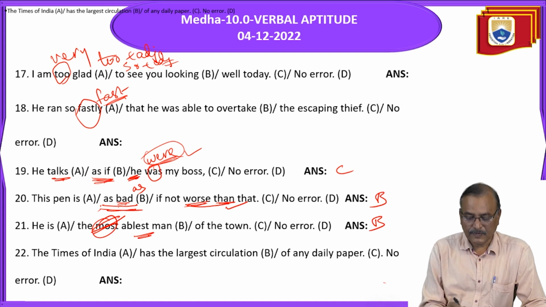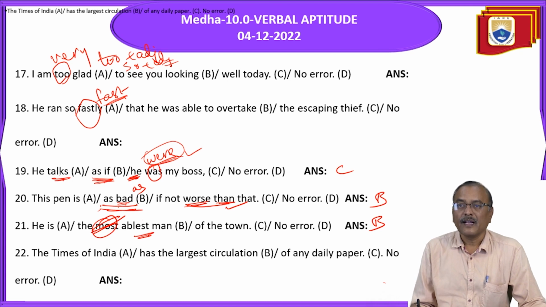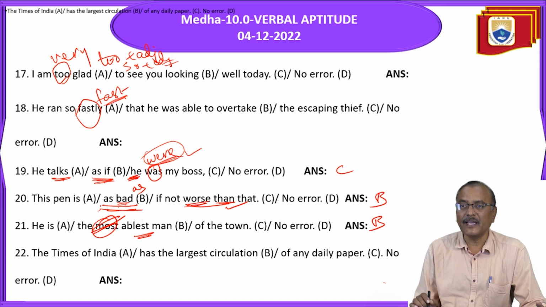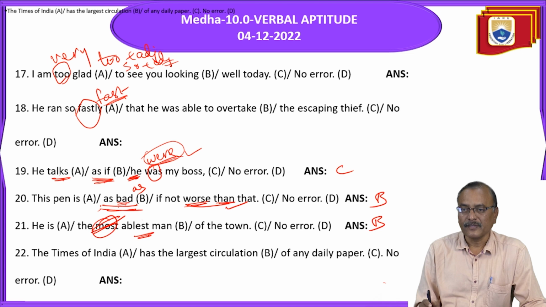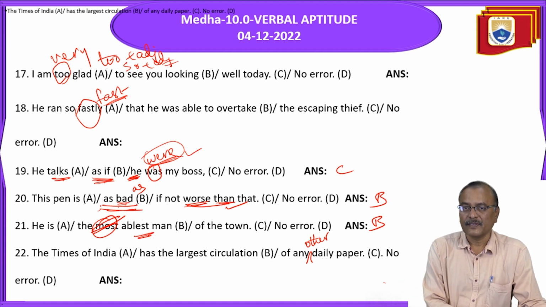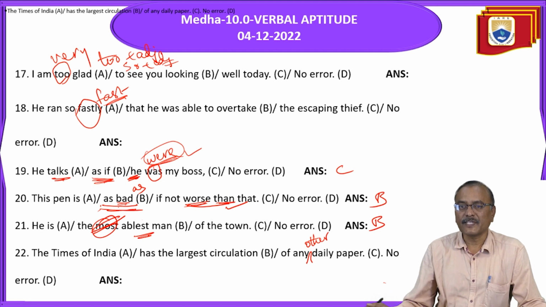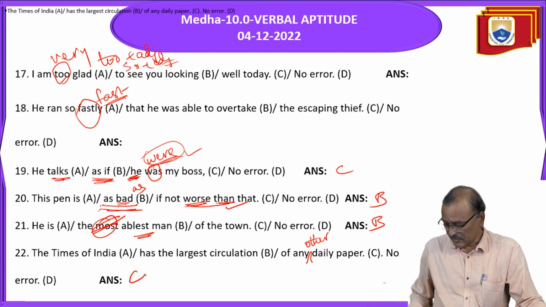Okay, this part has an error. The Times of India has the largest circulation of any daily paper. Don't say "any daily". "Any daily" means the Times of India also comes in that group. So don't say "any", say "any other". Any other daily, not the Times, other than the Times of India. So what is the answer here? The answer is C. Okay. Next.